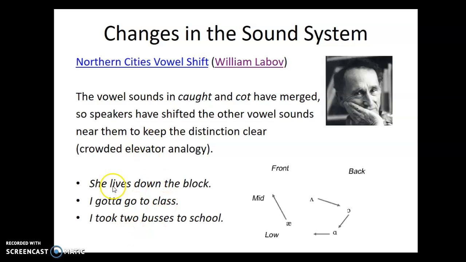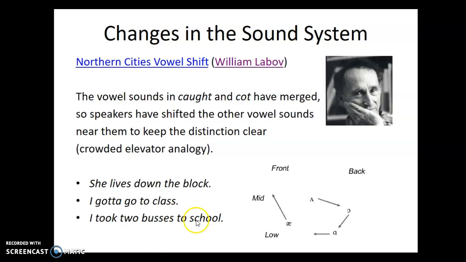So if you've got sentences like "she lives down the block," "I gotta go to class," or "I took two buses to school." So a word like block in certain northern cities, I guess if I went home tomorrow and back to Chicago, I might find myself even slipping into this pronunciation. Instead of saying block, there's been this shift from pronouncing that sound as "ah" or "aw" to almost like "ah." So, "she lives down the black." It's like a very kind of nasal vowel sound.